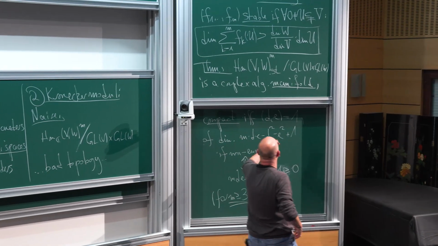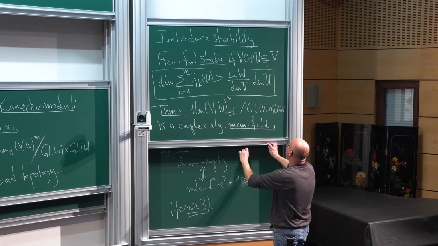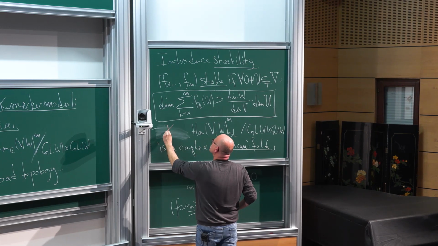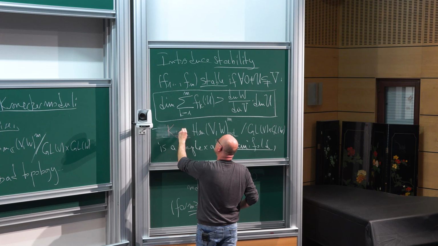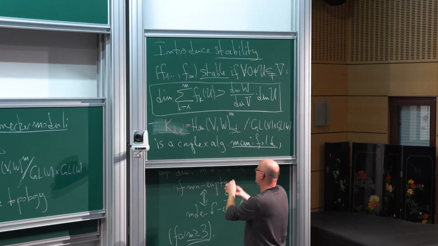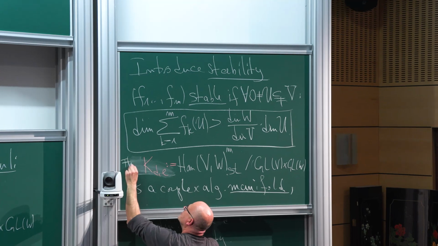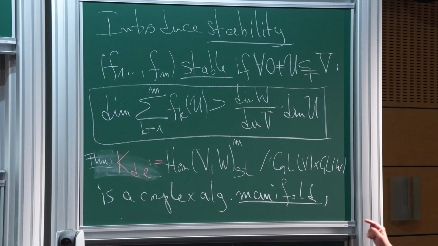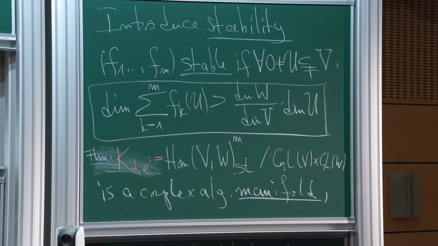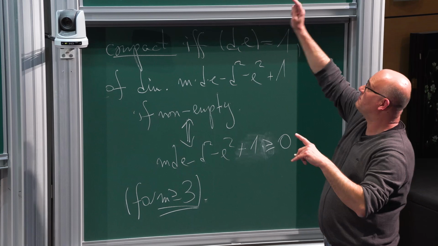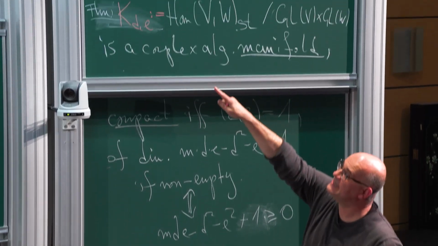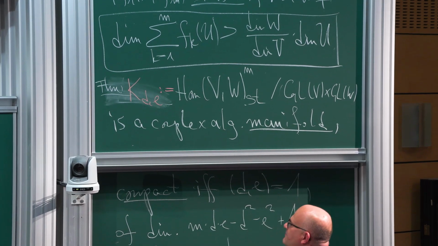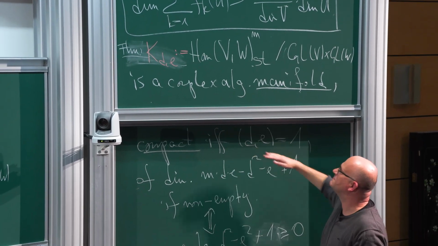And since this name is important, I will use the red chalk. So let me define this as K_{d,e}, the Kronecker moduli. I suppress the m in the notation because I want to keep the m fixed. The important thing is the numerical parameters d and e, the dimensions of the spaces involved. This is the Kronecker moduli K_{d,e}. It's even easy to memorize. It's compact if d and e are coprime.